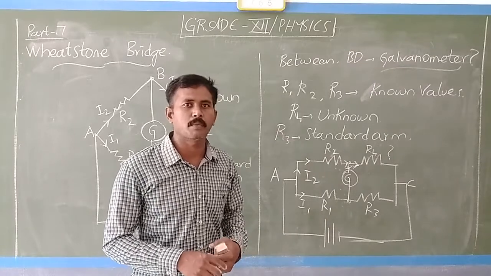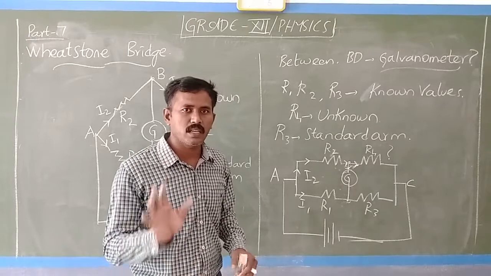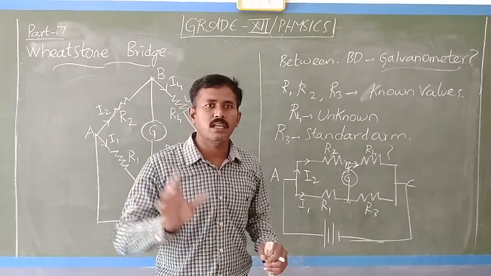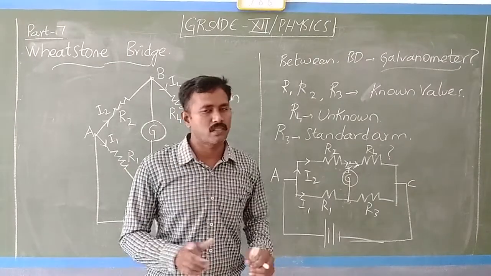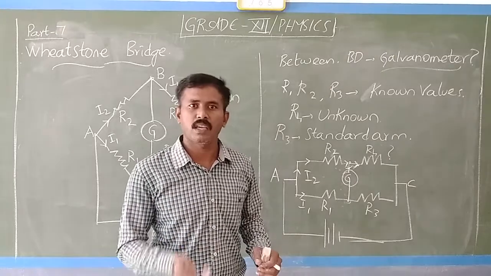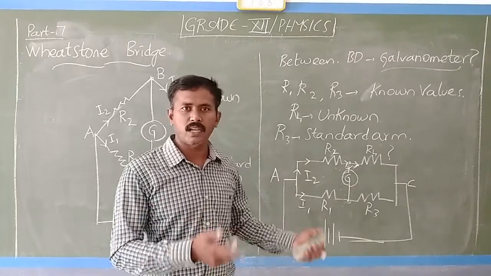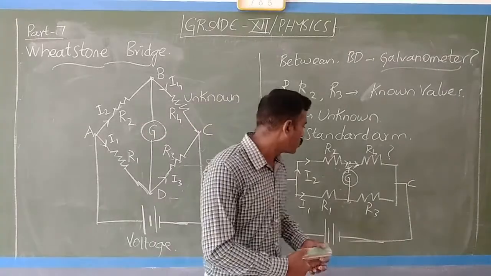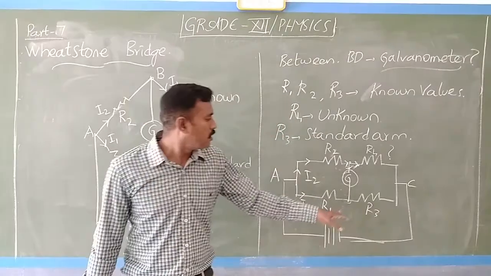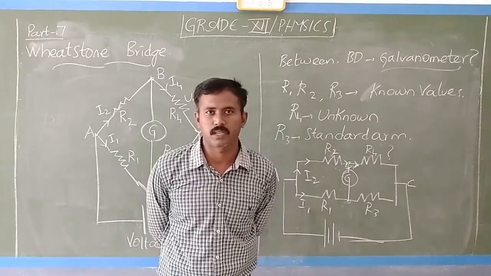The word rheostat is a perfect word. That means you can vary the arm, and the resistance R3 is a standard arm. Why we call it a standard arm: you can vary the value of resistance R3 and you know how much the value is. Right? So this R3 can be varied until the galvanometer comes to its zero position.